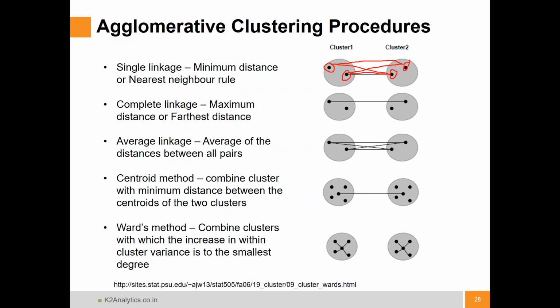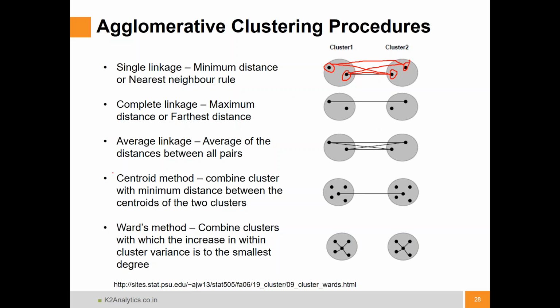So what we'll do is, for whatever data points are in cluster 1 and whatever data points are in cluster 2, we'll first compute the distance for each of them. All combination distances we will compute, and then take an average of all these distances, and that is called average linkage. And the fourth element is called centroid linkage.